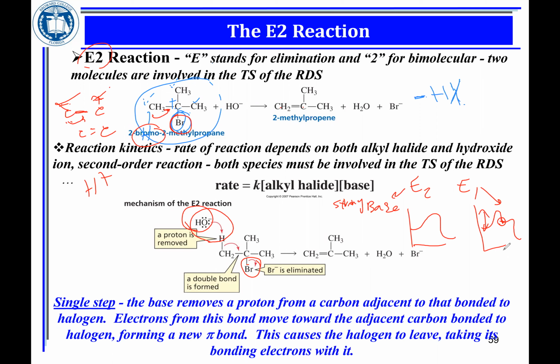So for E2, both the alkyl halide and the base are involved in the rate determining step or transition state of the rate determining step, and the rate of the reaction depends on the concentration of both of them. For E1, the rate is going to be k times the concentration of the alkyl halide only, and not the nucleophile. Just like SN1.